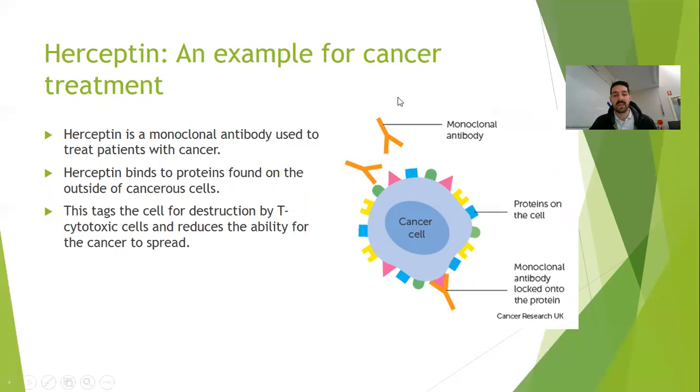So this particular one, you can see here, this orange monoclonal antibody just binds to certain proteins on the outside of a cancerous cell. And when they're attached, we know that's really effective for attracting macrophages and T cells. In this instance, it's T cytotoxic cells, to come along and cause that cell to be destroyed. And so that's going to hopefully destroy that cancerous cell and limit the ability for the cancer to spread. So this is an example of how we would use it as a cancer treatment.